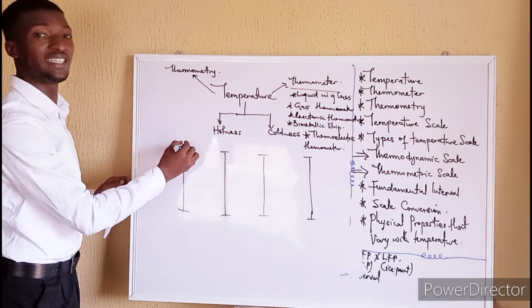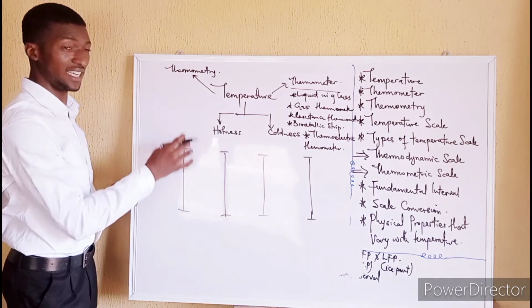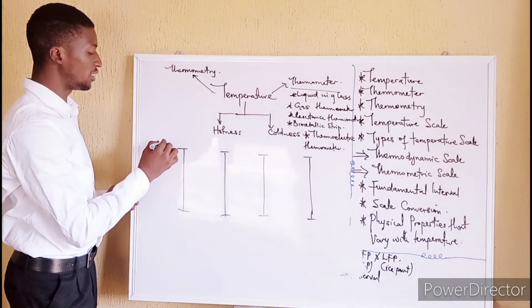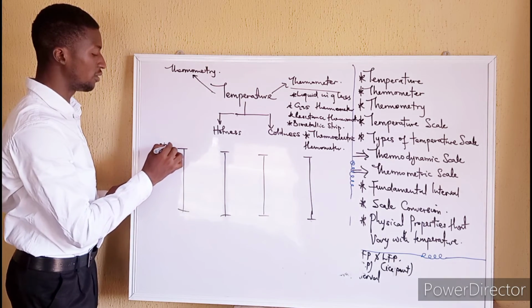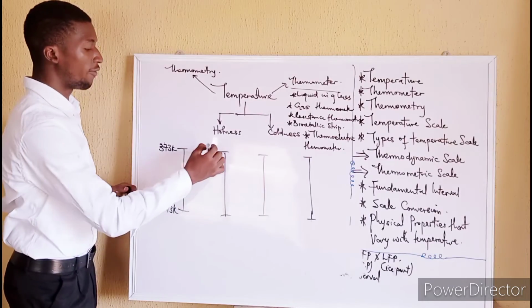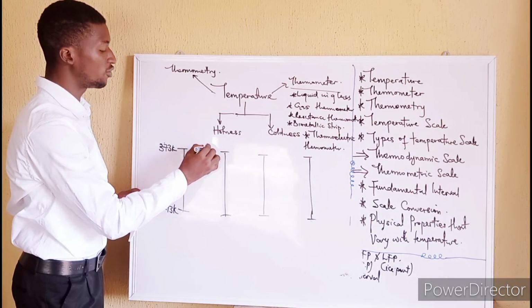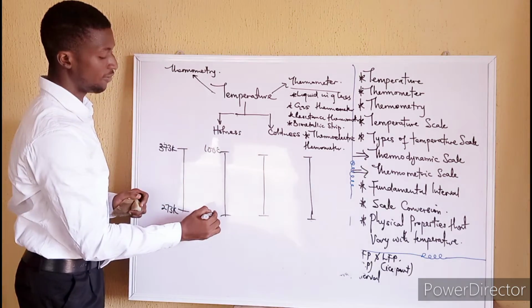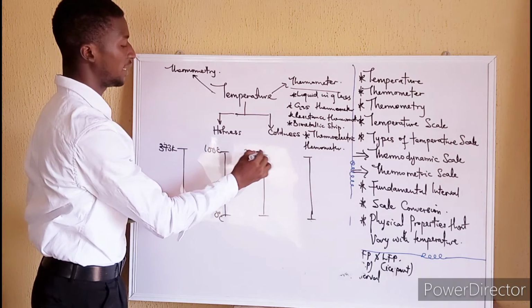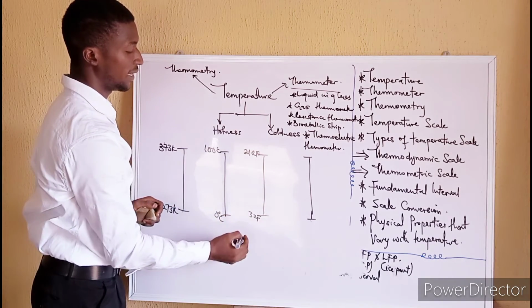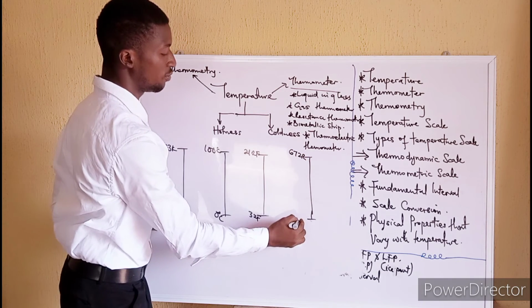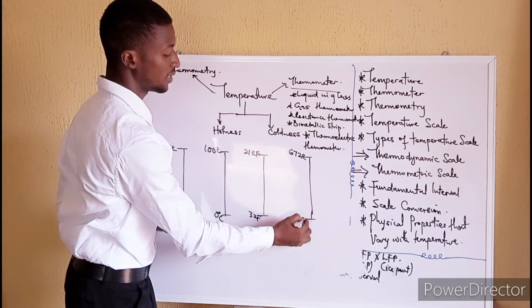For instance, if I'm using the Kelvin scale, I'll consider the upper fixed point to be the steam point, which is 373 Kelvin, and the ice point to be 273 Kelvin. For the Celsius scale, you have 100 degrees Celsius and 0 degrees Celsius. For the Fahrenheit scale, you have 212 Fahrenheit and 32 Fahrenheit. For the Rankine scale, you have 672 Rankine, and the lower fixed point is 460 Rankine.